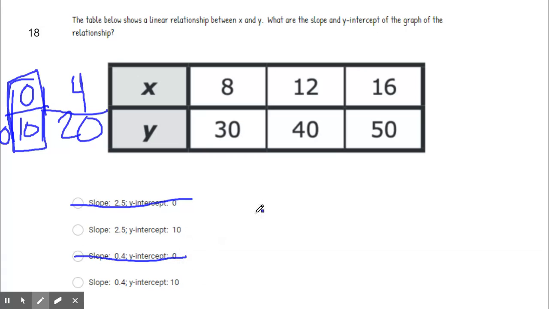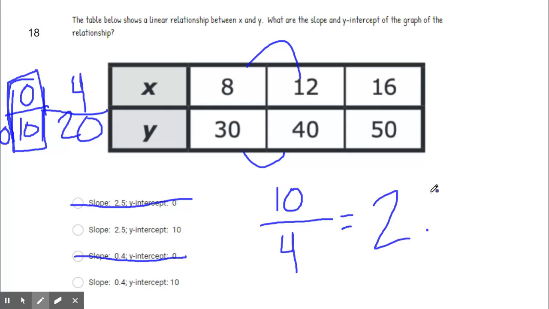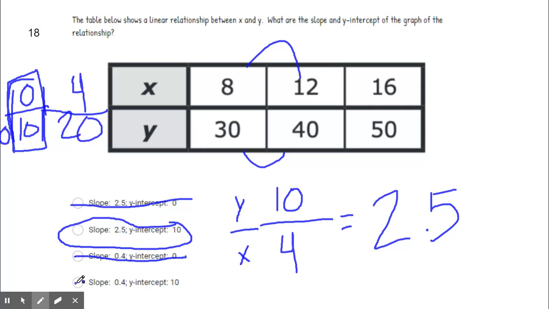So I can use that to help me eliminate some of this. I know it's got to be one of these two. Now I've got to find the slope. So change in y over the change in x. My y, like we were saying earlier, it's changing by 10. My x is changing by 4. So 10 divided by 4 is 2.5. Because I've got to put my y on top and my x on bottom for slope. So the answer choice is the second one, because it's not 0.4. That would be if I had it flipped and reversed. I always need to remember to put your y on top for change in y over the change in x when finding slope.